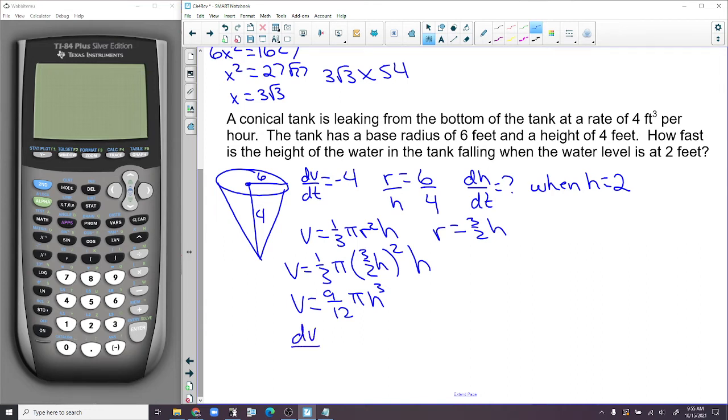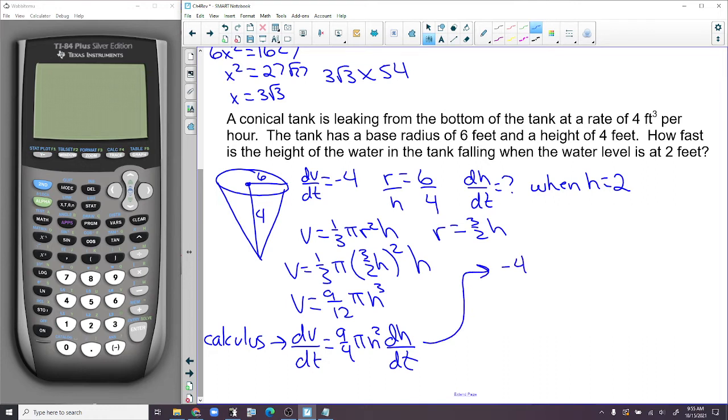dV, now we do the calculus. The derivative is equal to 3/12, which is a fourth, 9/4 pi h squared dH/dt. So the actual calculus starts right there. We haven't done any calculus until right there, taking the derivative. Now we're not doing calculus anymore. We're just plugging values in.